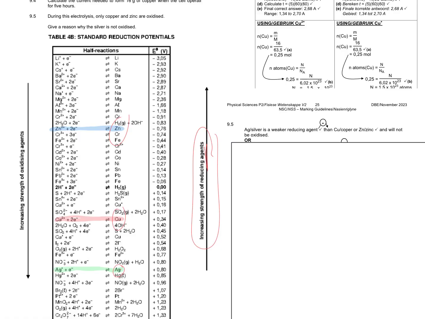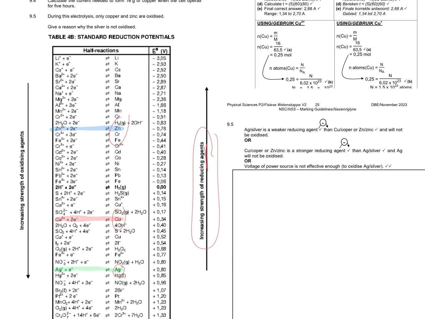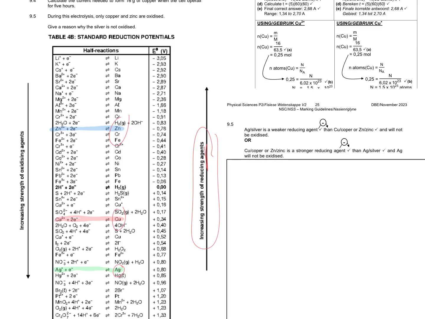So you're comparing zinc, copper, and silver, and it tells you that these two are stronger because they are higher up on the table, because the arrow points to the top. The information is given to you on the table. So they either argue that Ag is weaker or that copper or zinc, or copper and zinc, are stronger. Therefore, silver does not get oxidized. So that's an easy-ish 2 marks if you just know how to use this table.